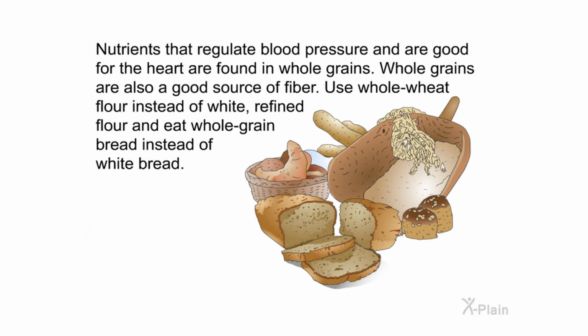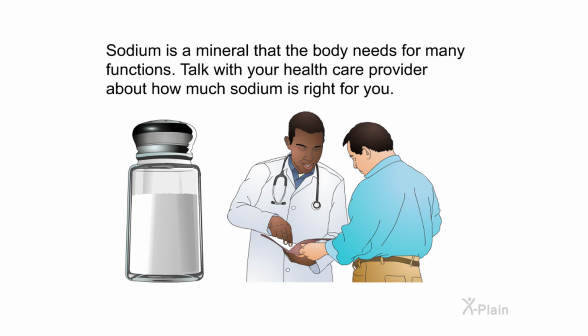Nutrients that regulate blood pressure and are good for the heart are found in whole grains. Whole grains are also a good source of fiber. Use whole wheat flour instead of white refined flour, and eat whole grain bread instead of white bread. Sodium is a mineral that the body needs for many functions. Talk with your healthcare provider about how much sodium is right for you.